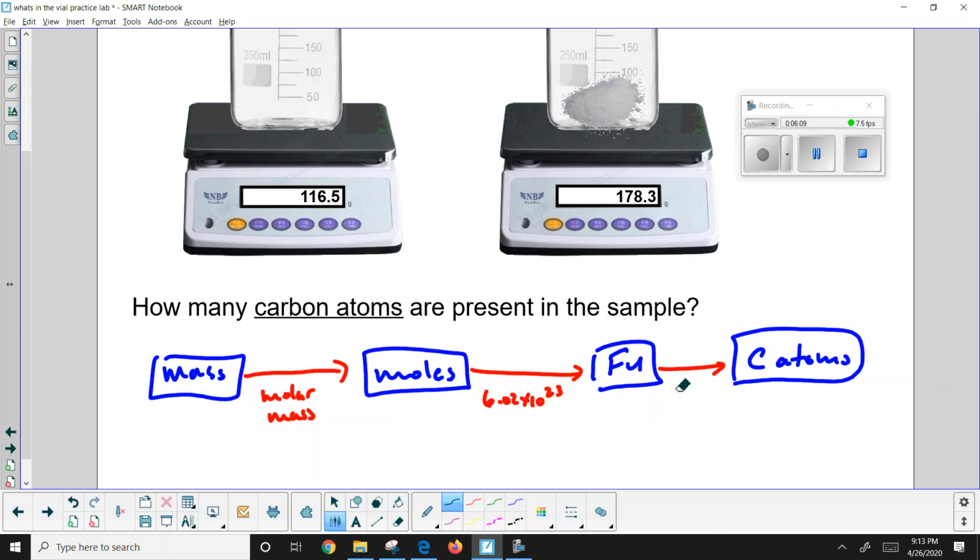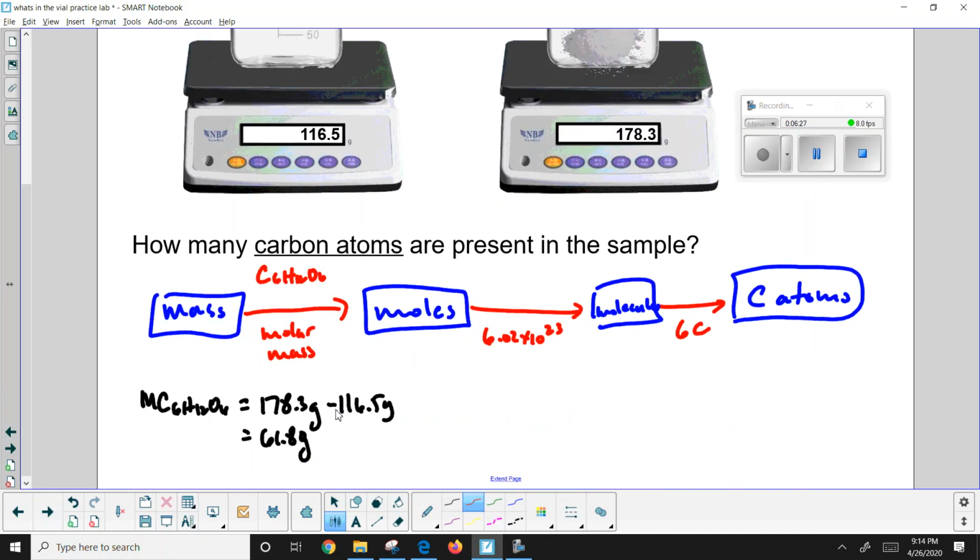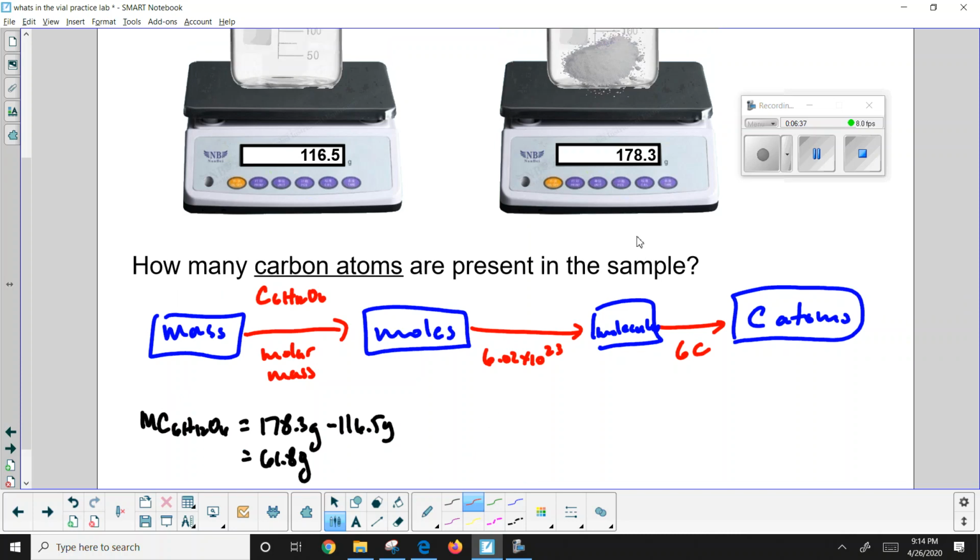So the idea here is you have your molar mass, figure out the moles, Avogadro's number to figure out the number of molecules. I should have molecules here. And then from that, I'm going to figure out how many carbon atoms there are present in the sample. All right, so let's look at how we do that. So first of all, I'm going to determine the mass, sorry, in the sample. So I'm going to figure out how many grams we have in the particular sample.